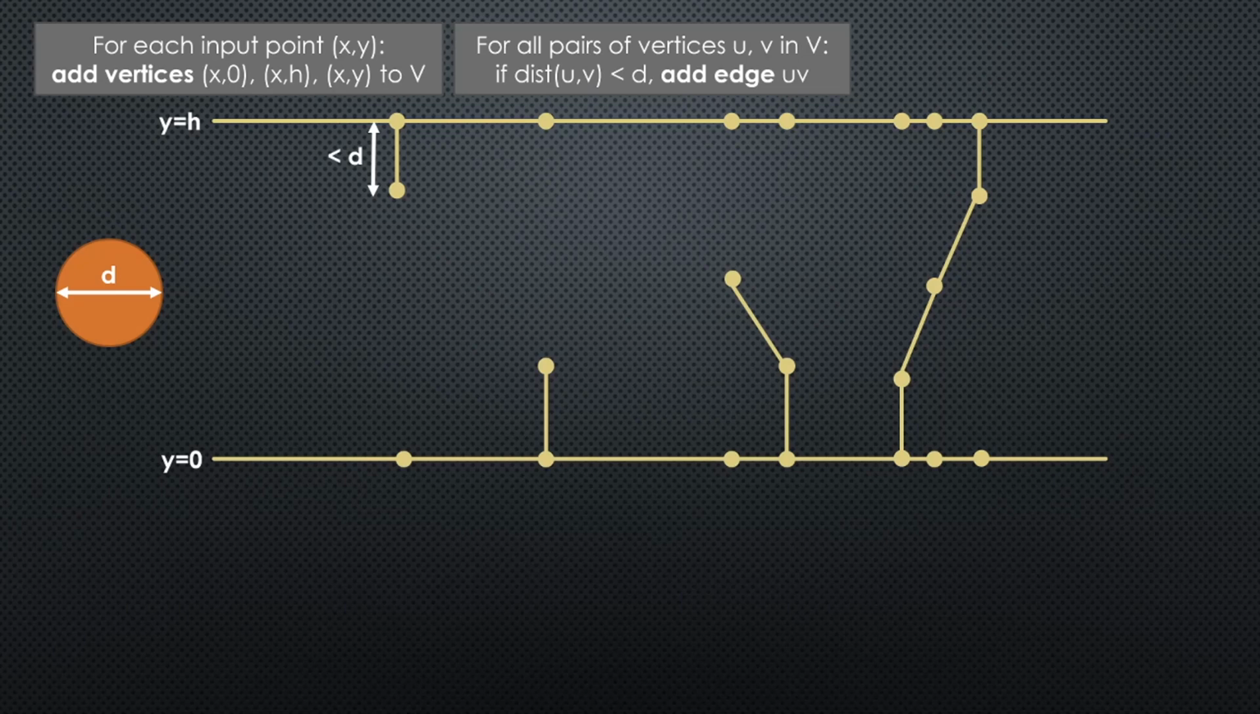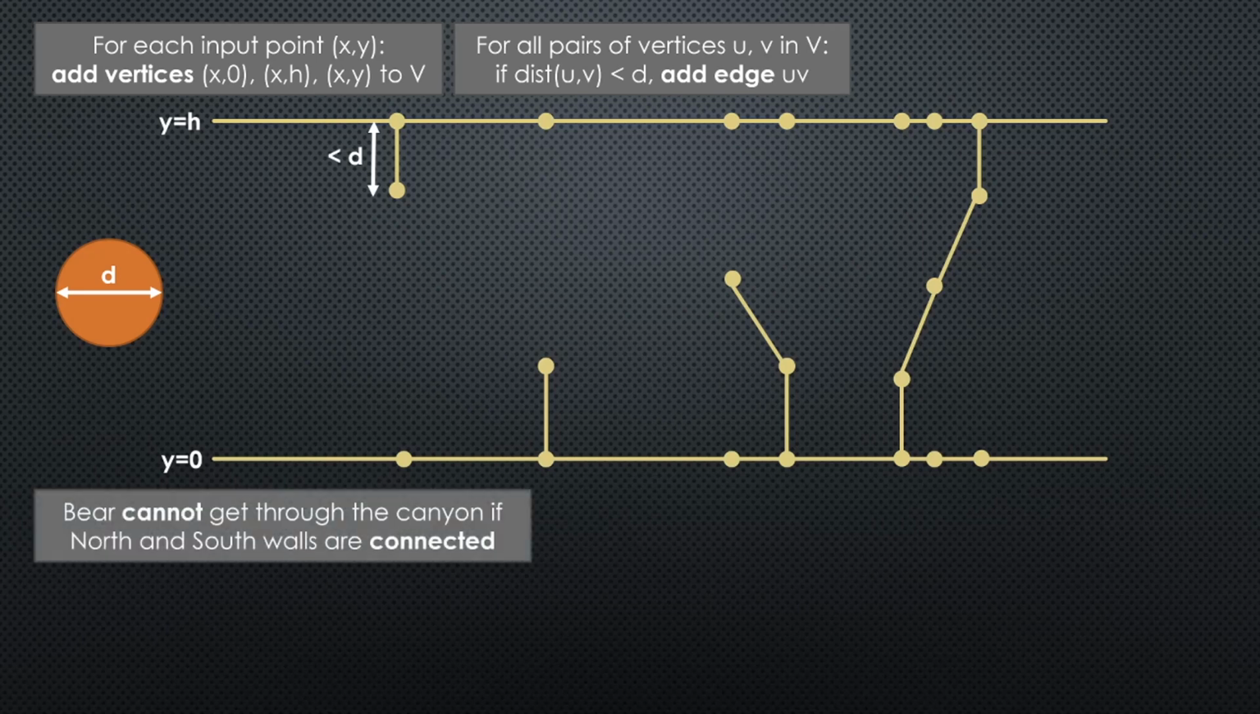Okay, so at this point, the only way the bear can pass through this canyon is if the top and the bottom are disconnected. Because if the top and the bottom are connected by a path, then that means there's actually a wall where for every pair of consecutive nodes on this path, the bear can't get between those two nodes. So we can see here the bear cannot get through in this case because the top and bottom are connected.